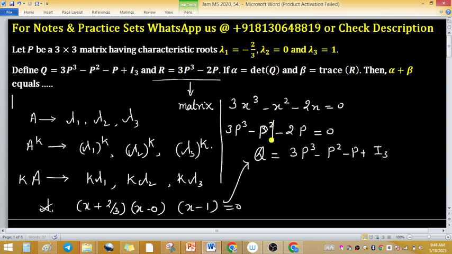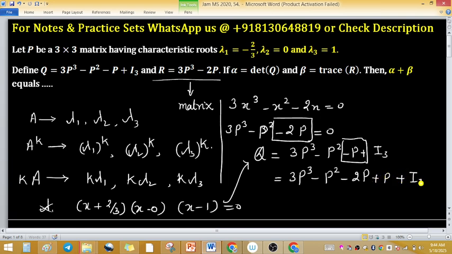You can observe this is minus 2P here and this is minus P, so we need some arrangement. So 3P cube minus P square minus 2P, and we need to add 1P plus I3, the identity matrix of size 3. The value of this part is the zero matrix. So finally matrix Q is P plus I3, the identity matrix.